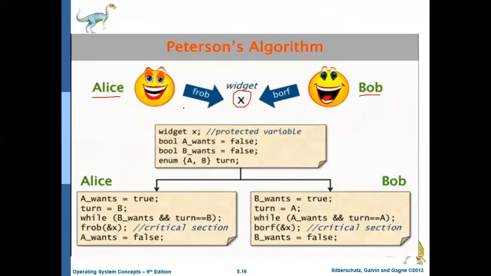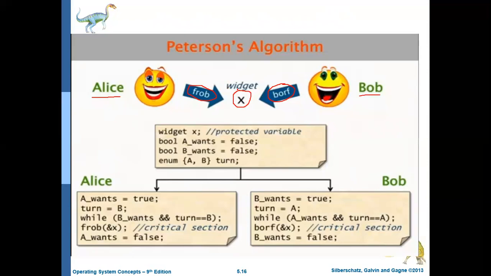So Alice wants to perform an operation on x, and that operation is called frob. Actually, frob does not mean anything, it is just a name. And Bob wants to perform an operation on the same shared variable x, and that is called borf. So Alice wants to frob it and Bob wants to borf it. Now, as this is a shared variable, if these two processes execute concurrently, then x will become inconsistent.